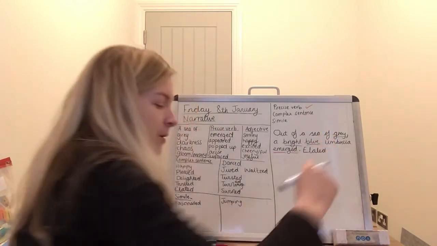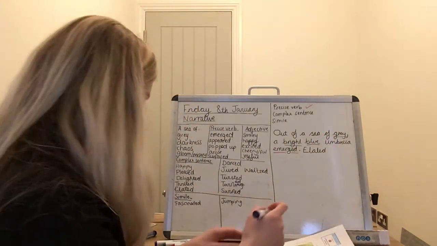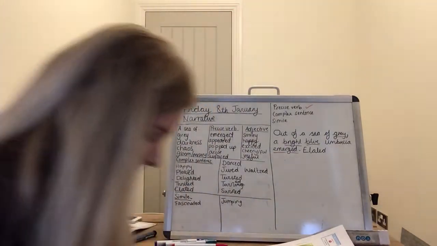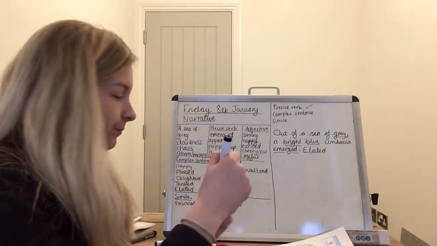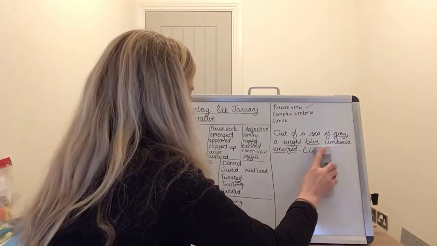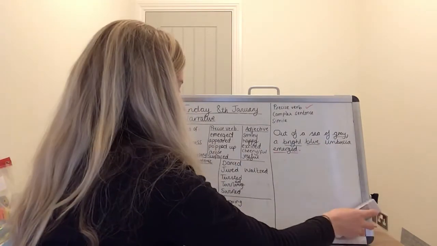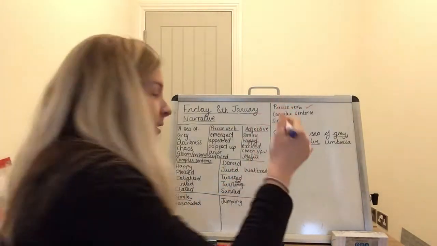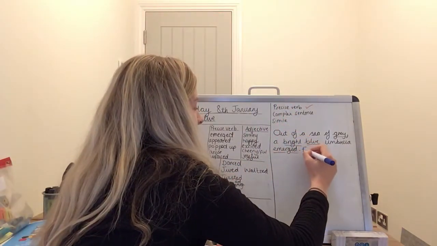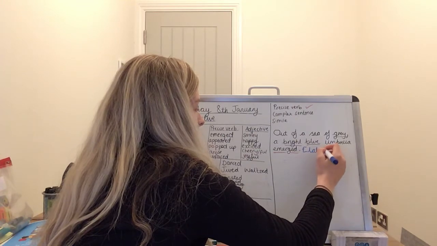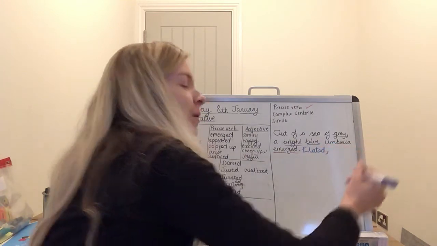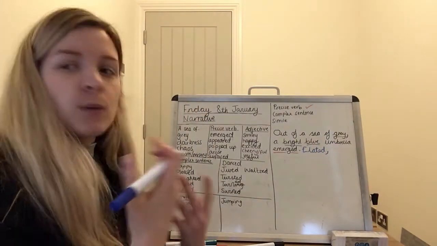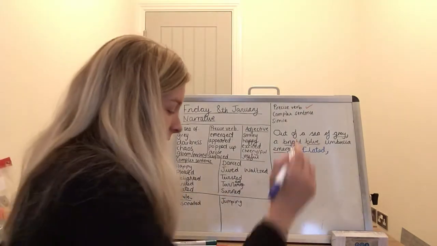Elated. Perhaps I better do this one in a different colour. That might be better. I've dropped my pen lid again. Here we go. Right, there we go. Let's do blue this time. Elated. It's important after your feeling, there's a comma there. Elated, because we're going to explain. Elated.